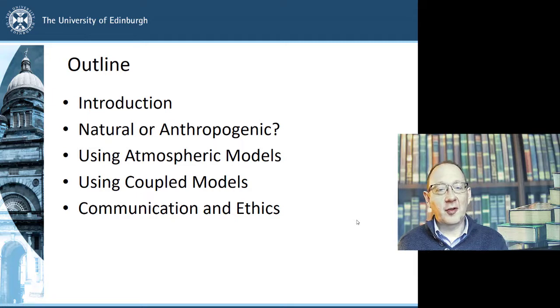The outline of this talk is, first of all, I'm going to give you introductory material, which is a short part. The talk is divided up into several parts, so they'll be available as short videos. Then we think about what the causes are, natural or anthropogenic, in terms of event attribution, and then the approach using atmospheric models, which is the core approach we get you to use, but also using coupled models, which we found in the past that some groups find quite useful, particularly as a way of improving the robustness of their study. And then finally, a short section on communication and ethics.